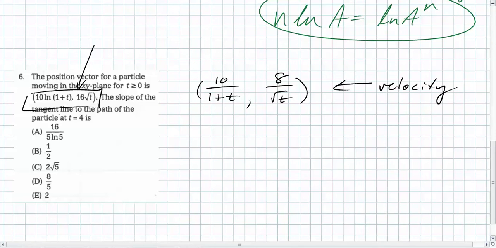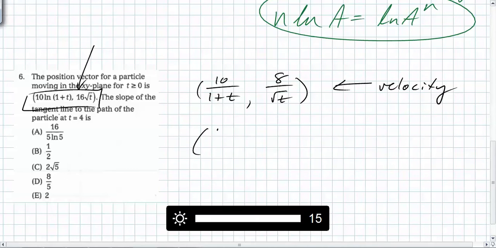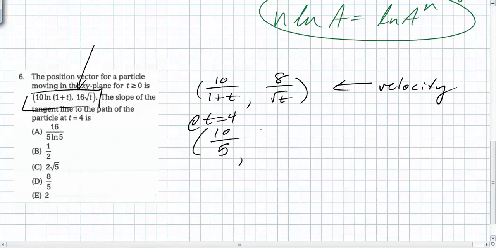Actually, you don't. I'm sorry, it's not even asking you about speed. If we want the slope of the tangent line at time equals 4, what do you plug into the velocity at this point? The time. What is the time? 4. So if we plug in the time at 4, what do you end up with? 10 over, so at time equals 4, 10 over what? Comma, 8 over 2.